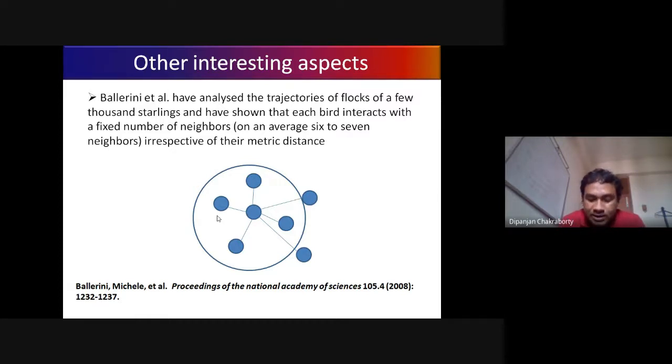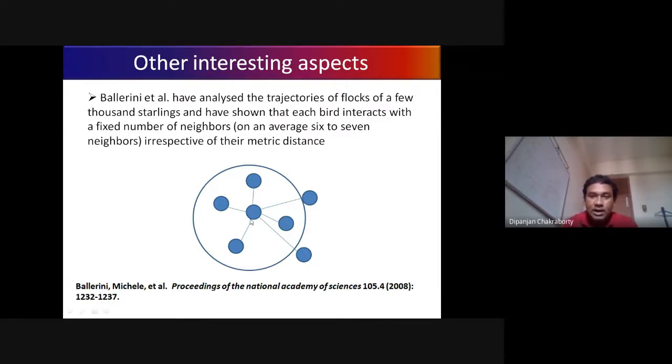Another interesting aspect is a recent study by Ballerini et al. They analyzed the trajectories of flocks of a few thousand starlings, and reported experimentally that each bird interacts with a fixed number of neighbors, on average 6 to 7. In the previous model, the Vicsek model, they used a metric distance r, and within r they calculated the neighbors, right?